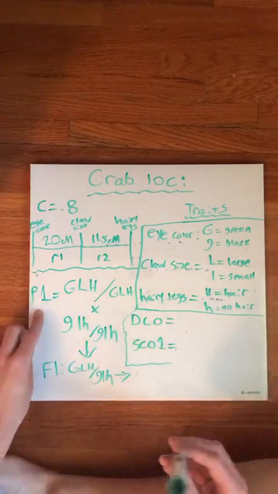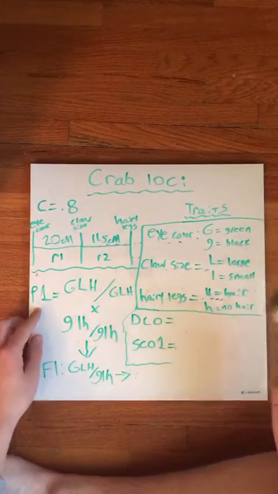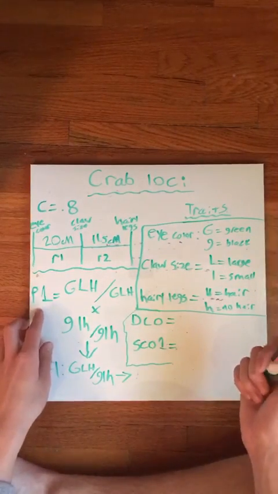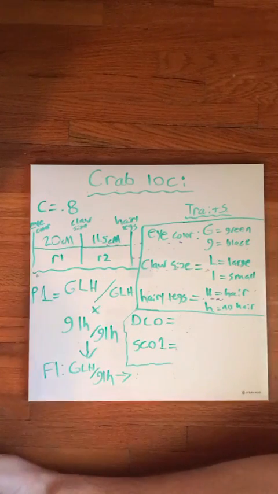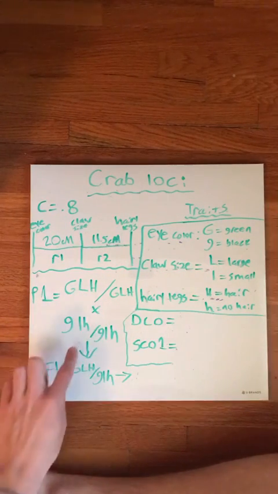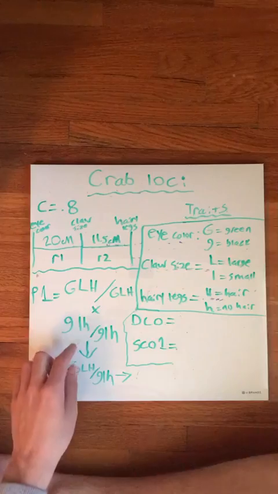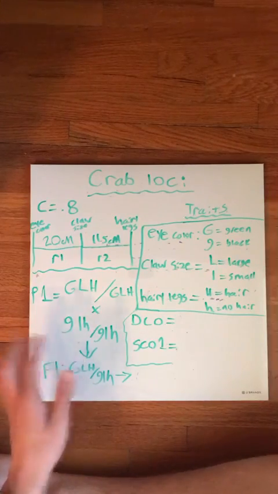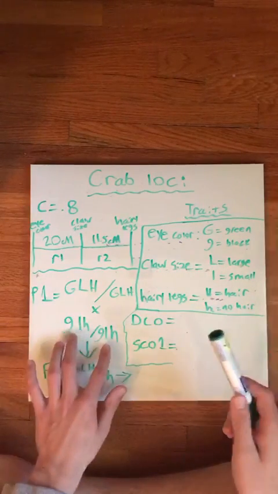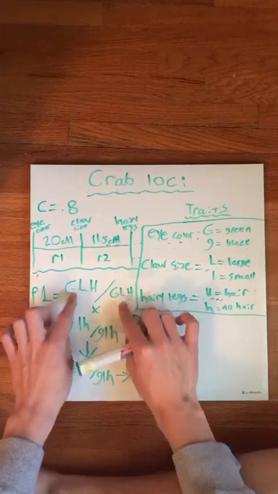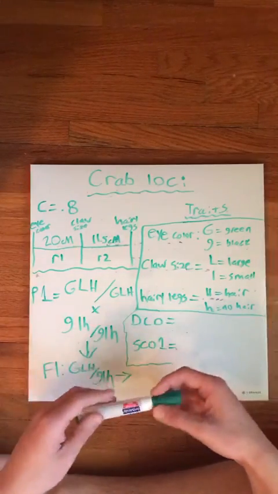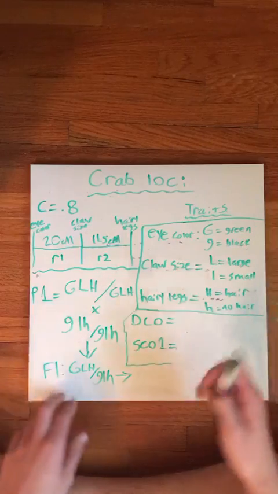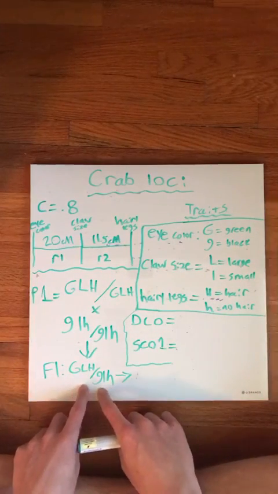So what we're going to look at here is our P1 generation, which is that parental generation. So these parents, we're going to get a homozygous dominant parent here: green eyes, large claws, hairy legs, crossed with a homozygous recessive. So that would be black eyes, small claws, and no hair, because you see it as this, and it'll appear as such. And then that will get us our F1 heterozygous generation, as you can see in here.